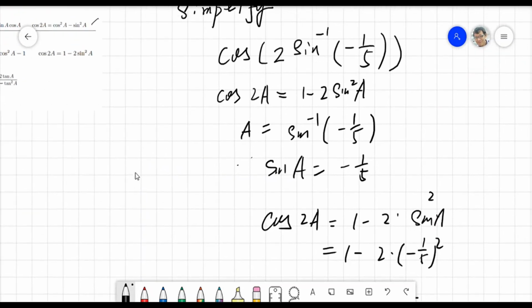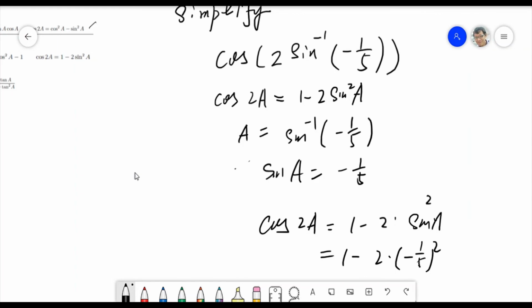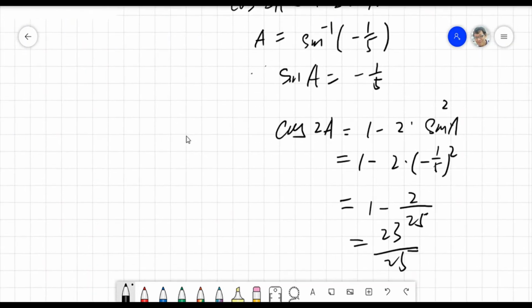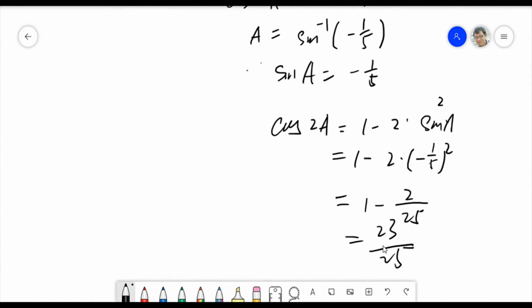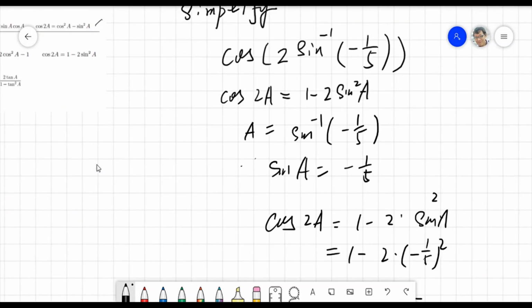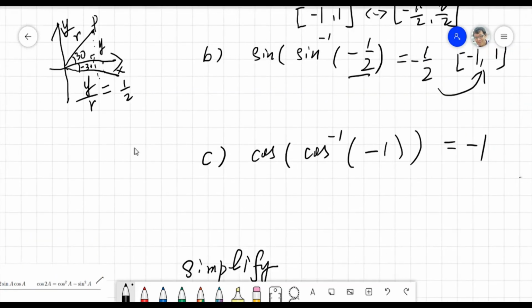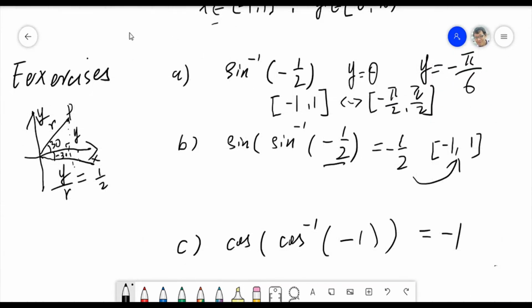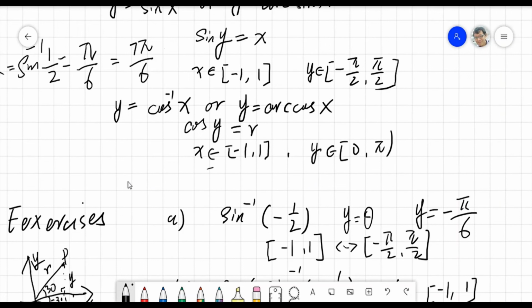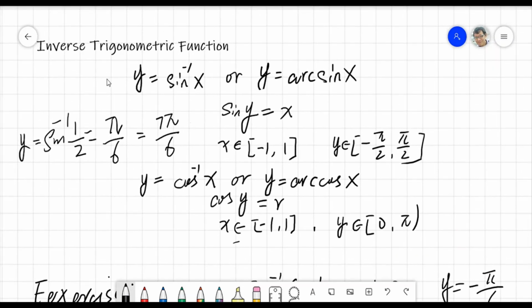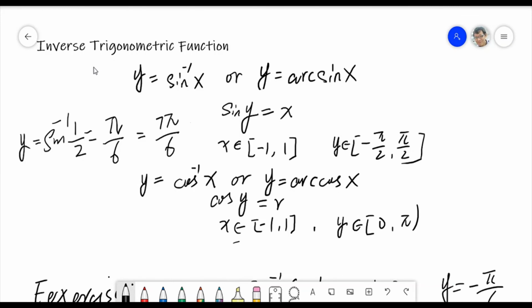Think about it: if we didn't know the double angle formula, we could never draw this kind of result, right? Because it's so hard. It's not a specific angle. So today we just introduced the inverse trigonometric functions of sine and cosine. In fact, there is also tangent. You can learn that at the end. I think it's similar.